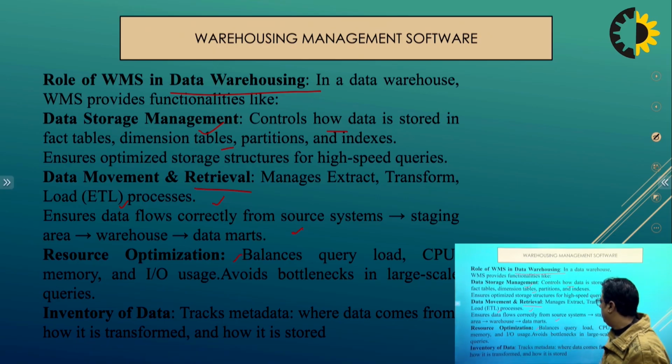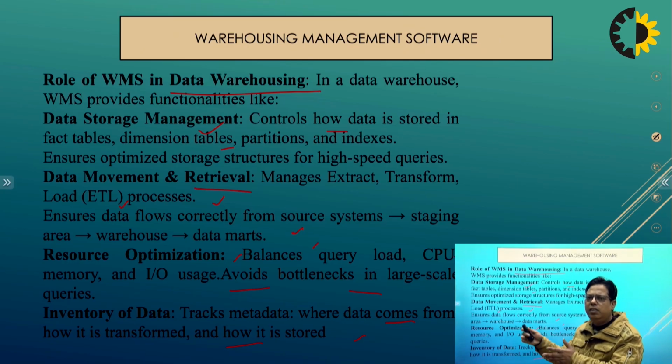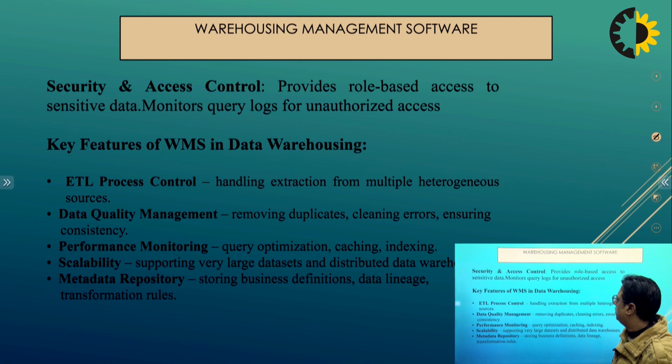Resource optimization: balance query load, CPU, memory and input-output usage, and avoid bottlenecks in large-scale queries. It means maximum utilization of resources for providing the optimization. Next is inventory of data. The data warehouse and WMS basically control the inventory systems and track the metadata: where data comes from, how to transform it and how it is stored. Basically, metadata is a part of the data warehouse. It is a concept of specific data, a specific portion of data, individually specific sites of data. It is called metadata. Now, security and access control. It also provides the integrity and confidentiality of the data.